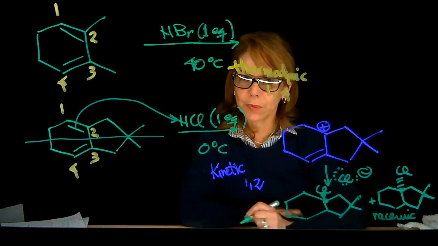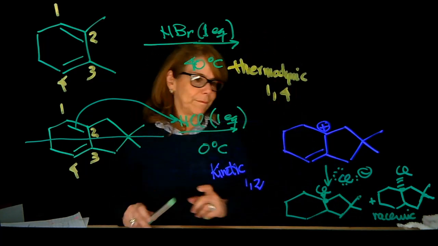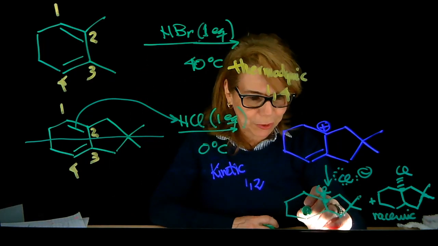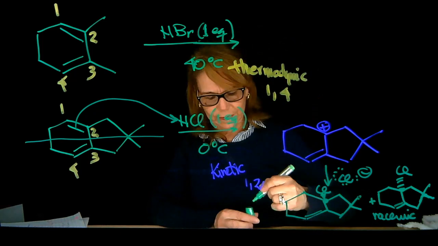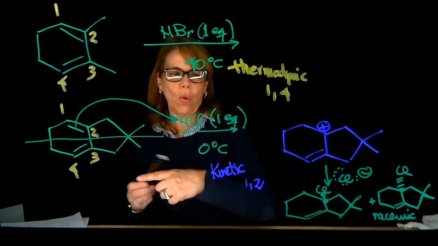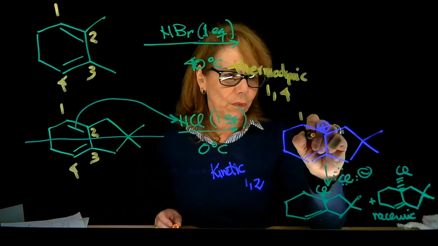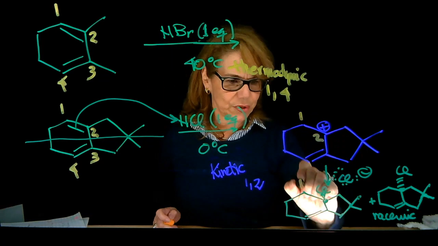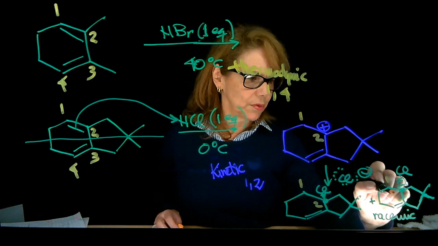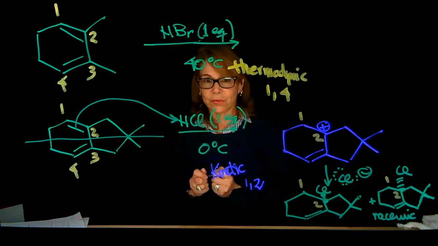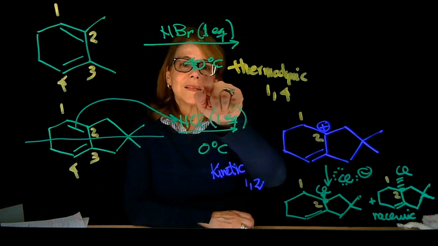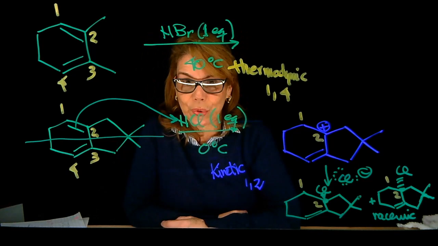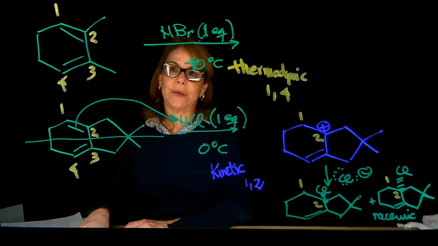So a racemic product. Oh, and I'm missing a double bond. We didn't touch that. So this is 1,2 again, because we're working under kinetic conditions, and I have a pair of enantiomers. So let's do the problem above. This is a higher temperature, so it is thermodynamic control.